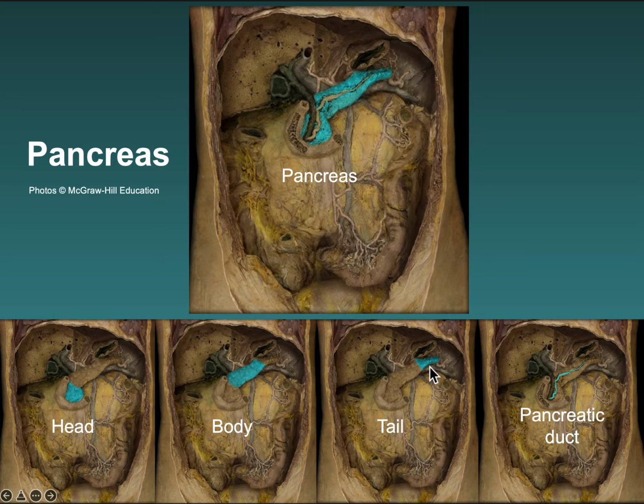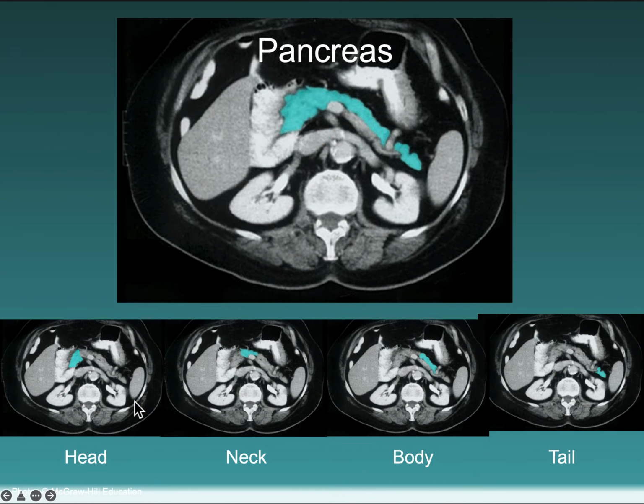The three regions of the pancreas, simply tail, body, and head, from left to right, tail, body, and head, are identified here in the bottom.